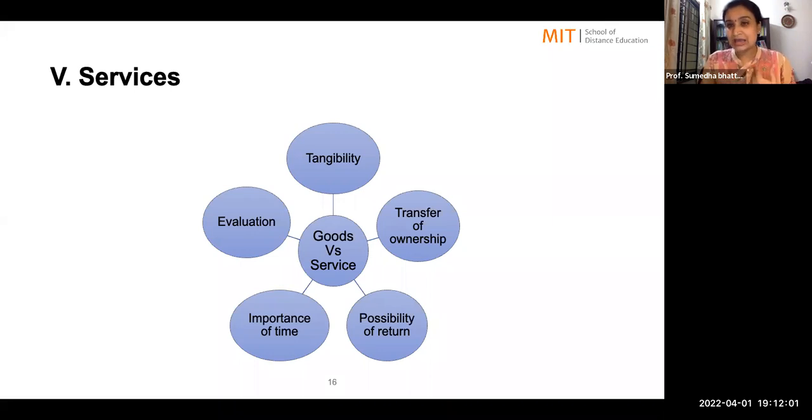Last is evaluation. Now, I, as a service renderer, may render the same service at different points in time in a different manner, right? Because it is based on human capacity or human skill. So evaluation of service is difficult. While in case of goods, a uniform or homogeneous good is produced by machines or by an individual, and therefore evaluation becomes easier in case of tangible goods. So these are the various characteristic features on the basis of which we can differentiate between goods and services.